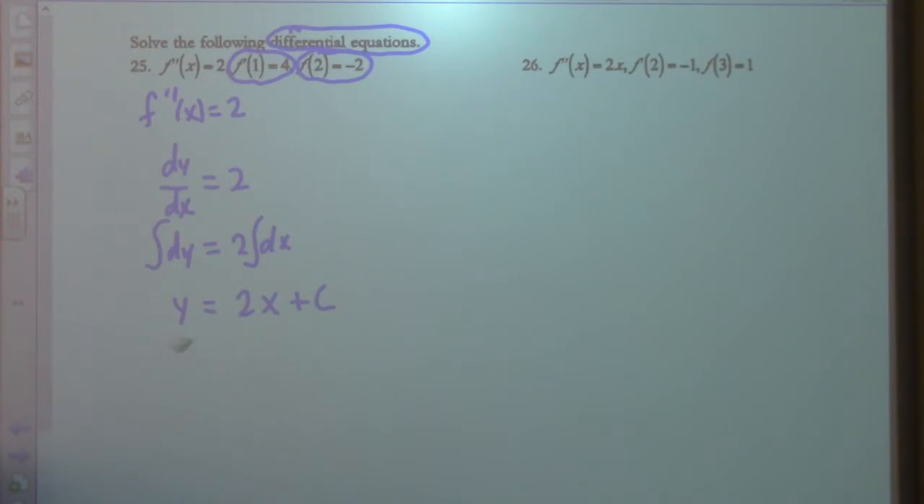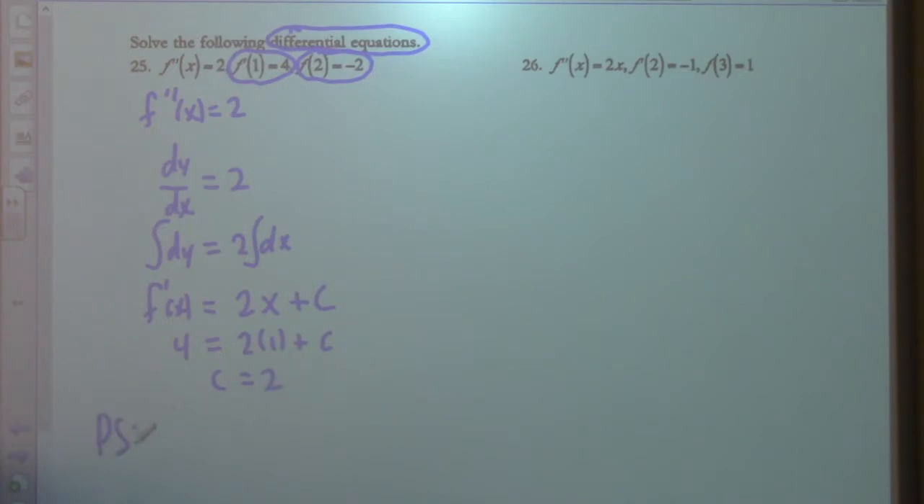And what are we going to do next? Yeah, and in recognition of where we are, we went from f double prime to f prime of x. Okay, and so now we're going to make use of this, right? So we have 4 is equal to, plugging 1 in place of x, 2 times 1 plus c. So c is equal to? C is equal to 2. And so what we have is our particular solution.